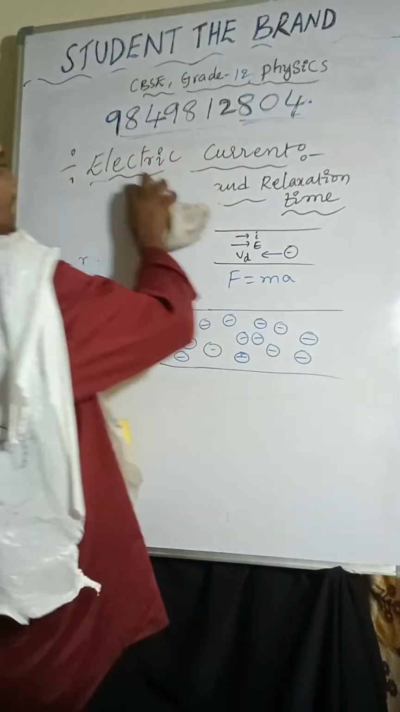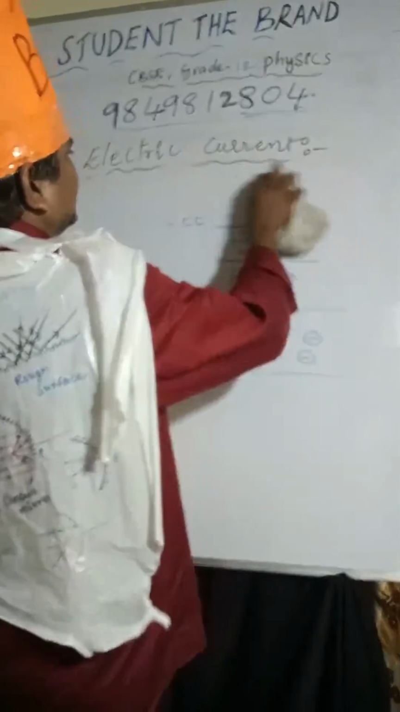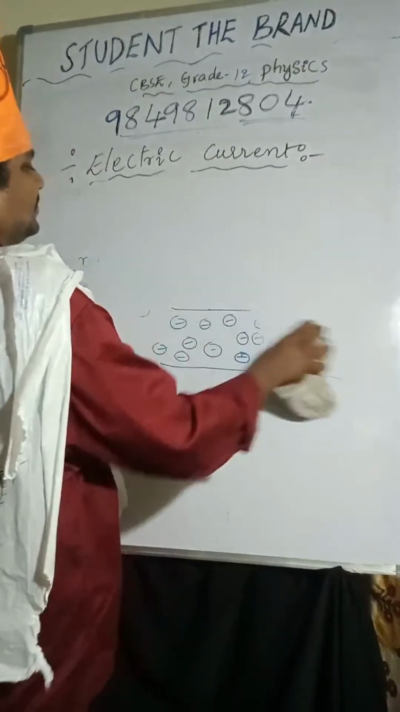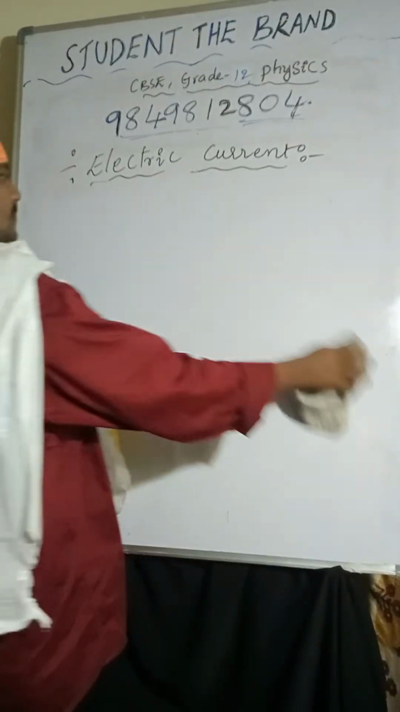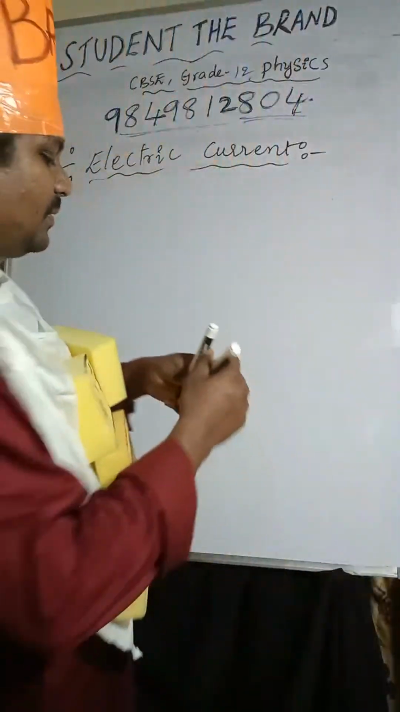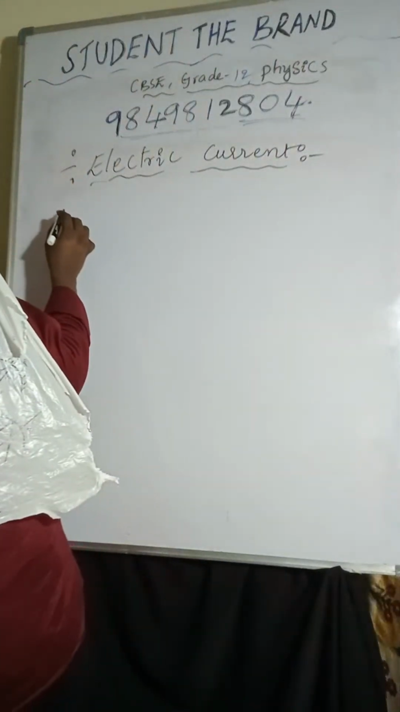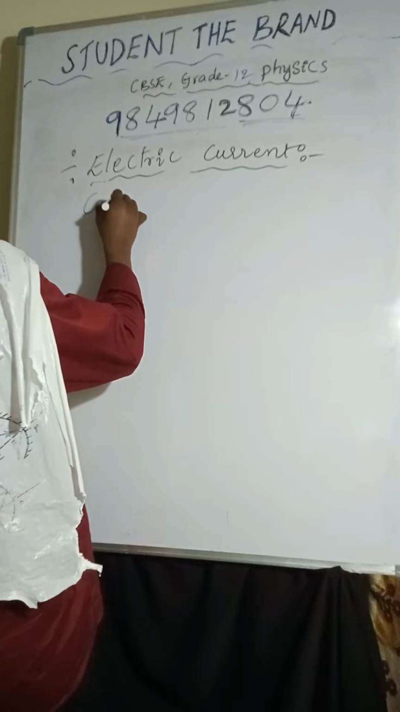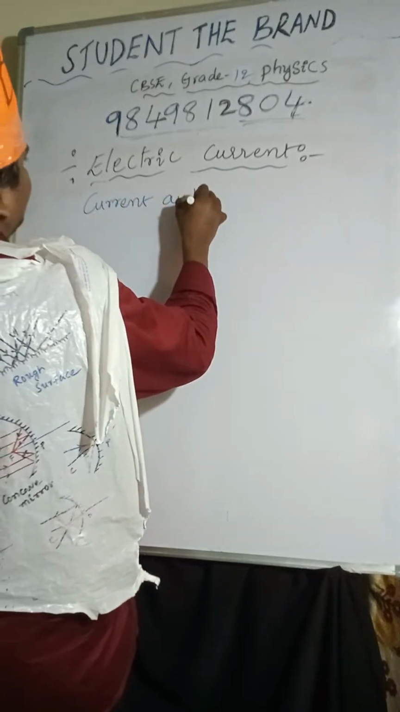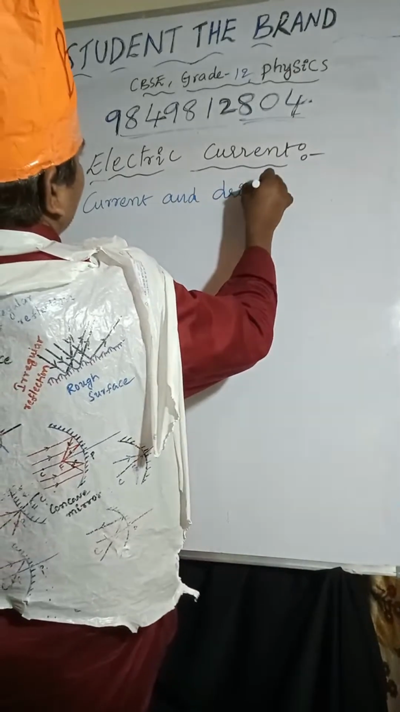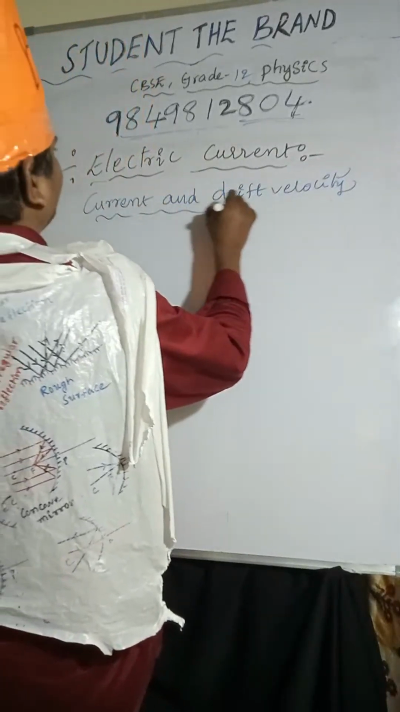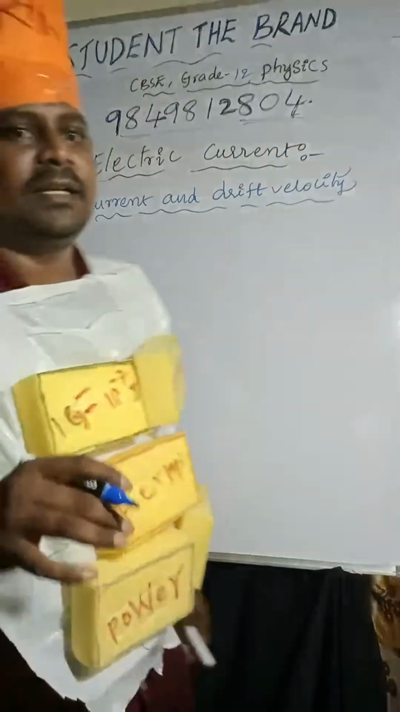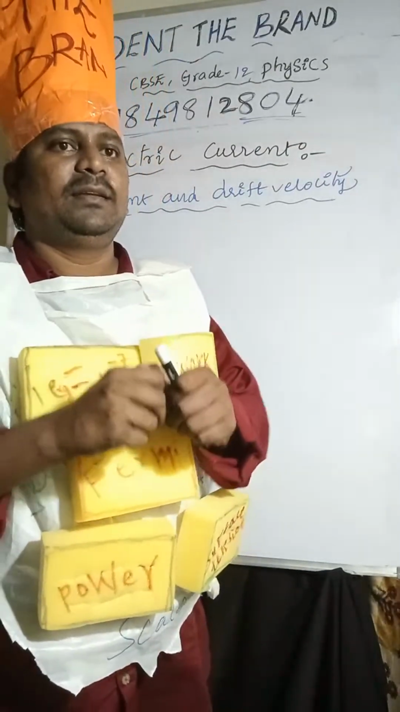Current and drift velocity. Okay, so now I am considering like this. Current and drift velocity.